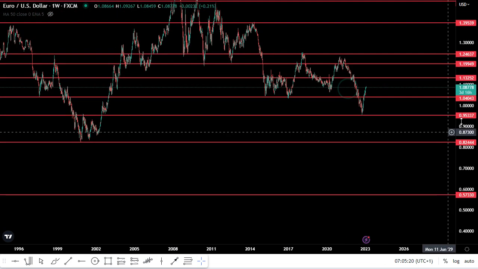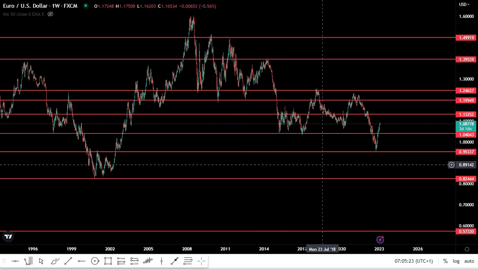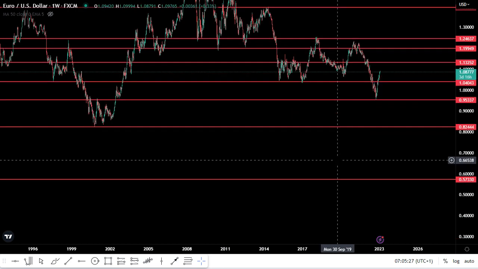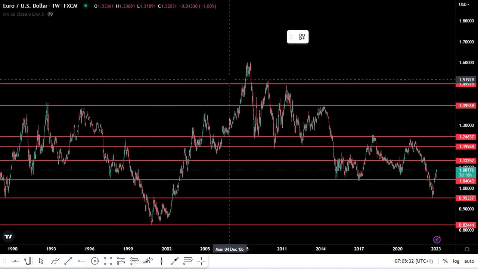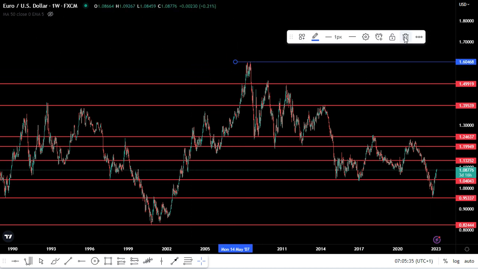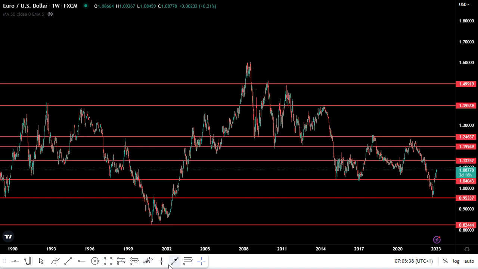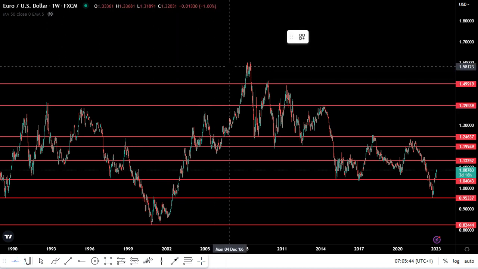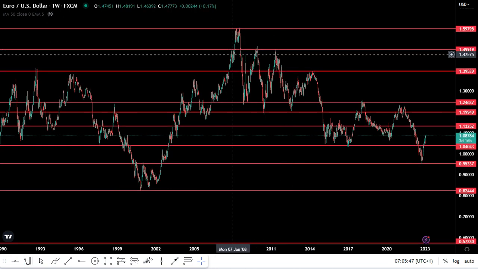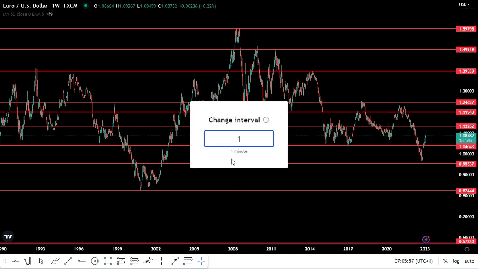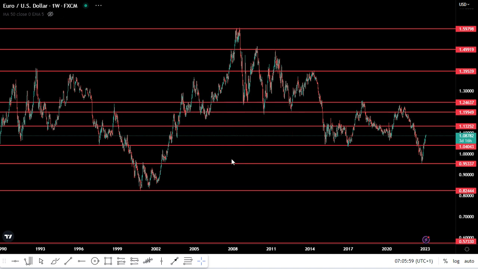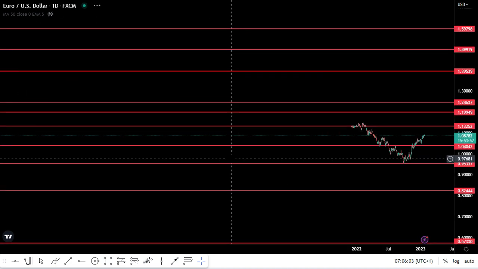All right, so now what I need to do after putting in this line is go down to the next time frame, which I'm going to be using for fine-tuning or modifying these levels. I will go down to the daily time frame. So I've put in my lines on the weekly time frame, and I will now go down to the daily time frame to fine-tune this support and resistance level, just to make sure that I'm doing the right thing.